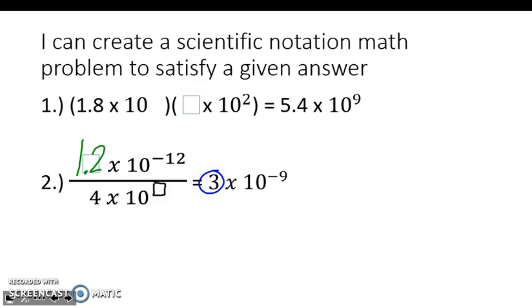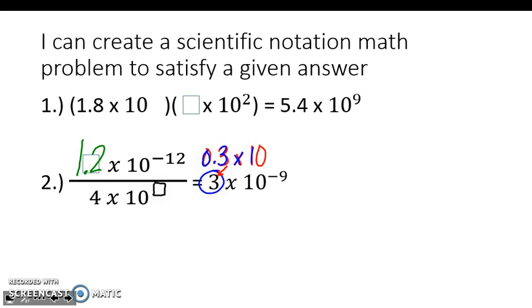Now, when I take 1.2 and I divide it by 4, I don't get 3. I get 0.3. And that's okay because we know how to change it from 0.3 to 3 to get their final answer. But we're going to leave that alone for right now. Okay, so we know the leading coefficient is 1.2. So when they took 1.2 divided by 4, they got 0.3.